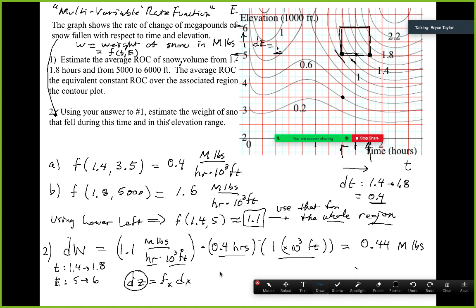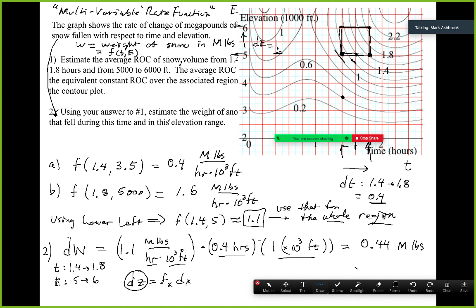So why did we use the lower left as compared to the lower right or the upper left? Just because you can use any of them, and I picked that one. Right. That's a good question. So we can use the lower left, we can use the upper left, we could use the upper right, we could use the lower right. So I picked lower left.